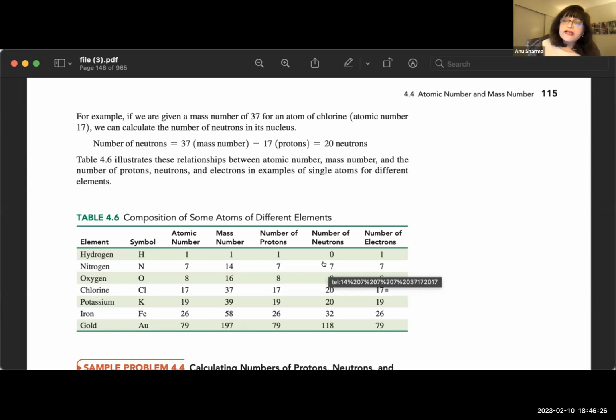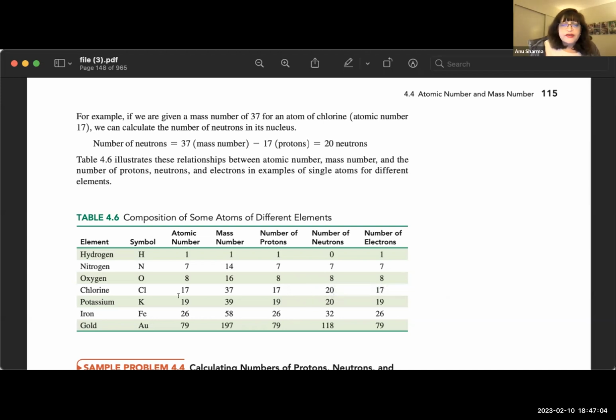Okay, now look at the other one, oxygen. Oxygen, atomic number 8. This means that the number of protons is 8. As many protons as there are electrons in the neutral atom, that's why it becomes neutral. So the number of electrons is 8. Now comes the mass number. The mass number is 16. So 16 minus the number of protons or the atomic number 8 gives you 8. So that is the number of neutrons.